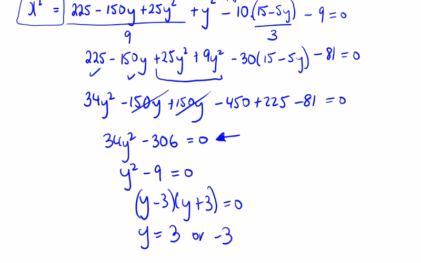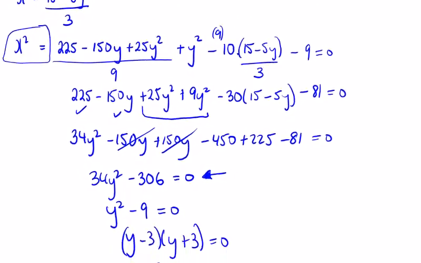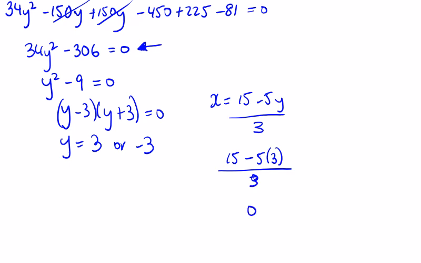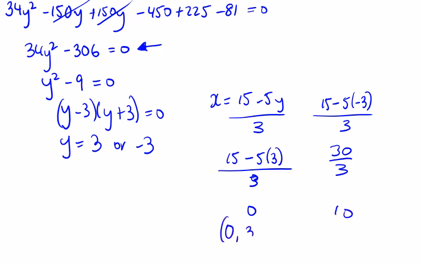And if y is equal to 3 or minus 3, x is (15 minus 5y) over 3. So 15 minus 5 times 3, well, that's 0. Over 3, sorry, it's taking the 0 over, so that's 0. And 15 minus 5 by minus 3, over 3, is 15 plus 15, so 10. So when x is 0, y is 3. And when x is 10, y is minus 3.